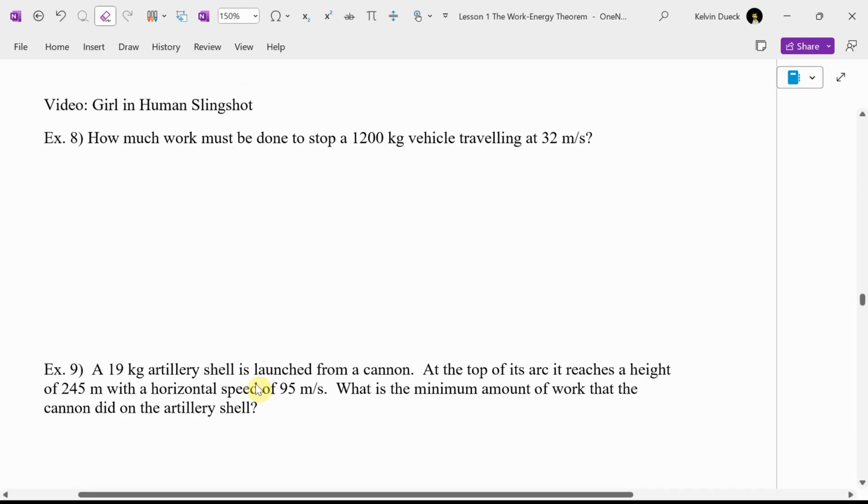I like example 8. Example 8 is a nice question. Joe, what's example 8 asking me to find? How much work? Don't write this next bit down, just watch. My first thought would be to try going force times distance, because that's the least amount of work. Don't write that down. Read the question.